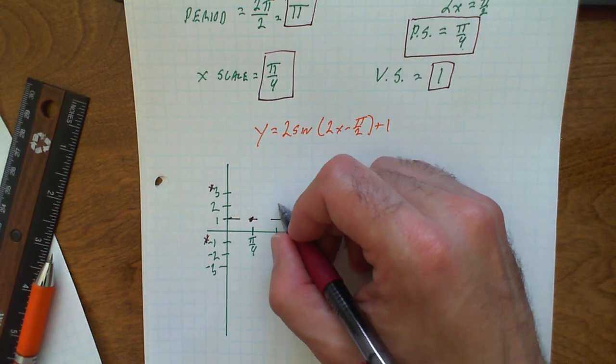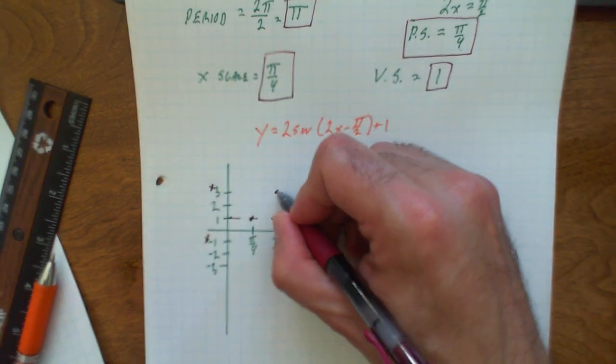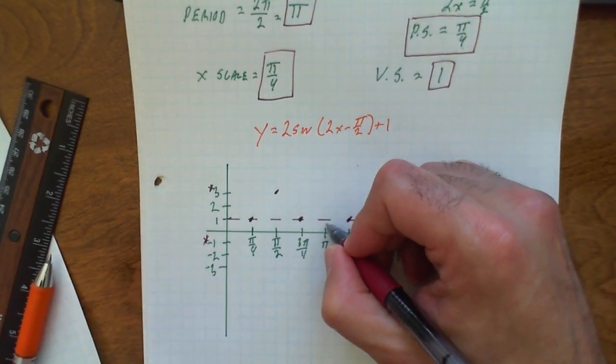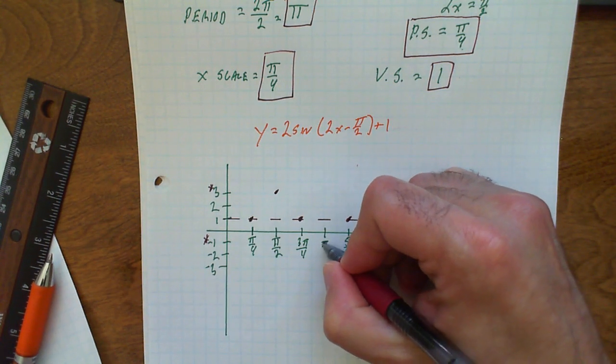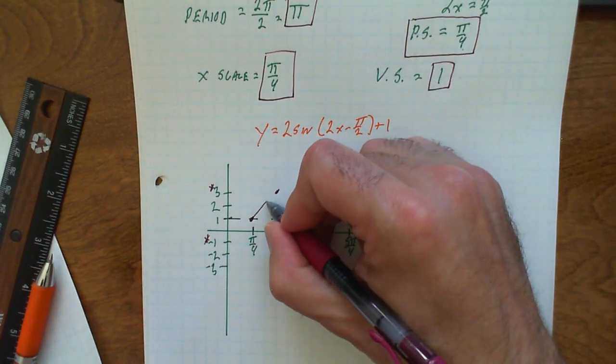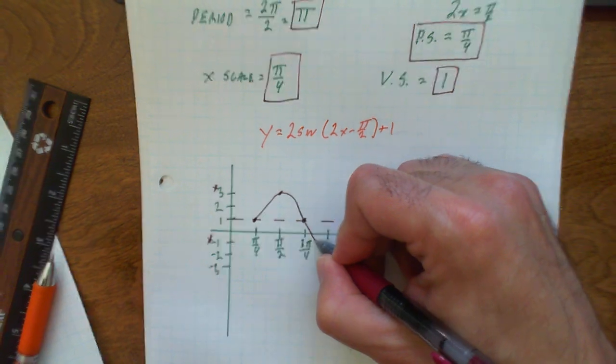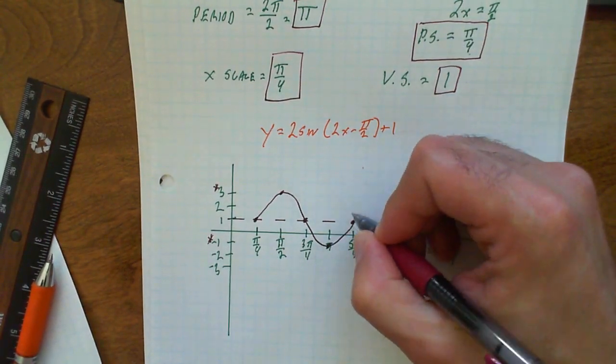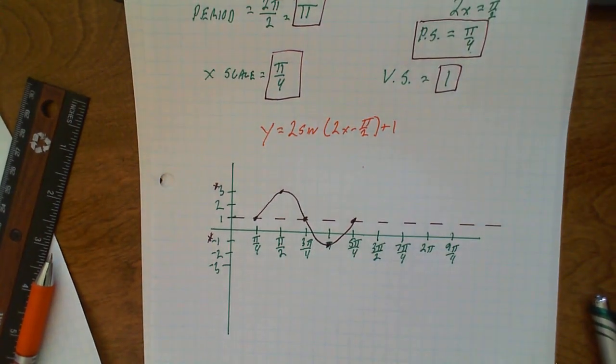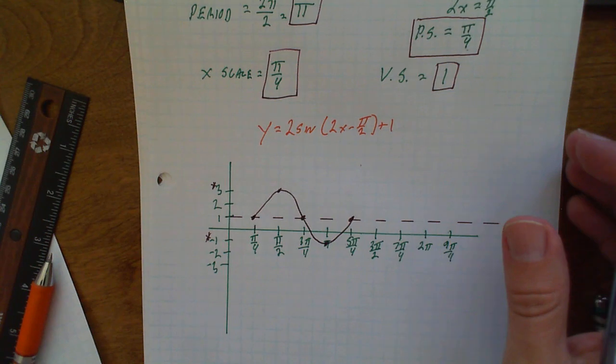The middle point, sine goes all the way to the top. The middle point here, sine goes all the way down to the bottom. And there's our first period. Now let's do the second period, okay? So we do the second period.